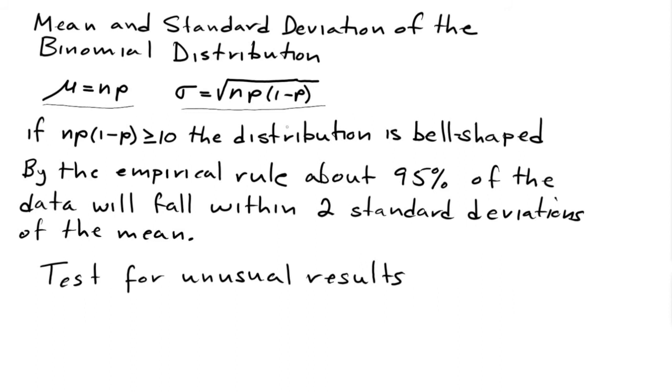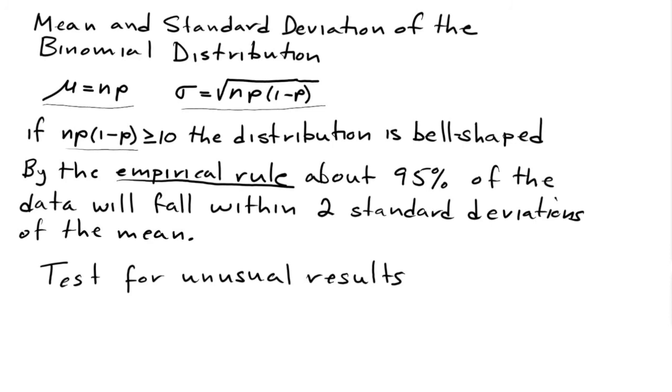Now, when you look at a binomial distribution, it turns out that if the condition that the variance n times p times 1 minus p is greater than or equal to 10 is true, then the distribution is bell-shaped. So remember, with a bell-shaped distribution, we have the empirical rule. What the empirical rule said in particular is that about 95% of the data will fall within 2 standard deviations of the mean. This gives us a good test for outliers, for unusual results.